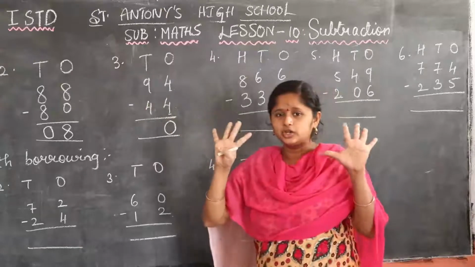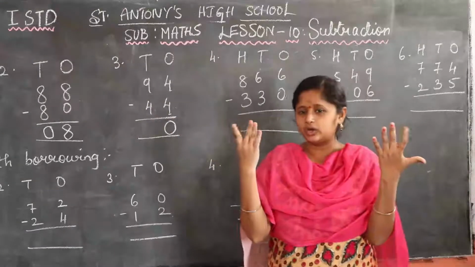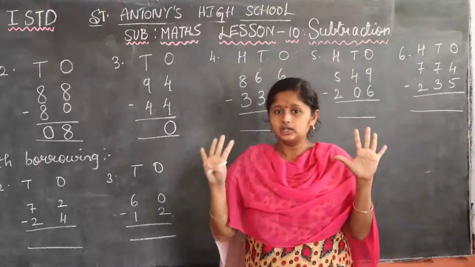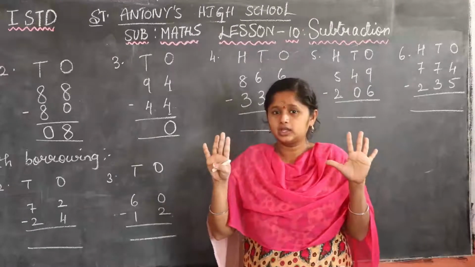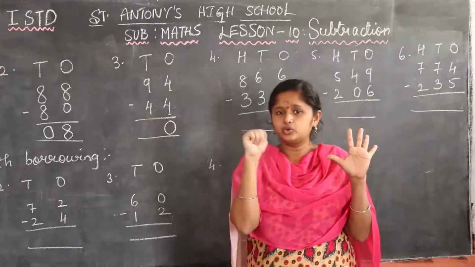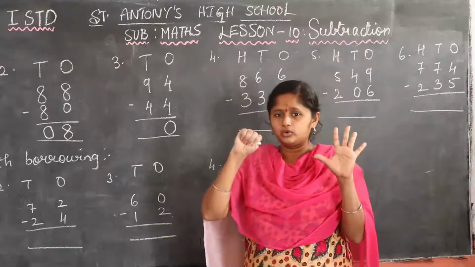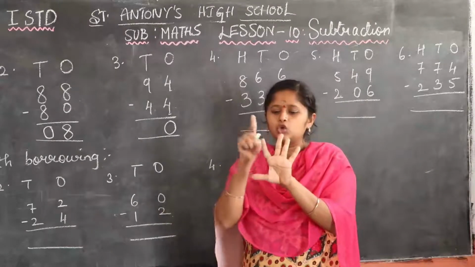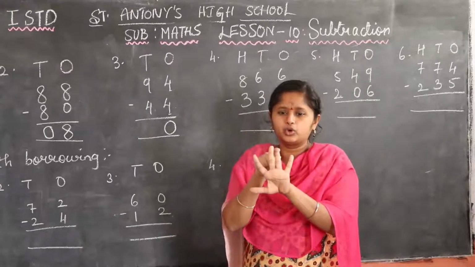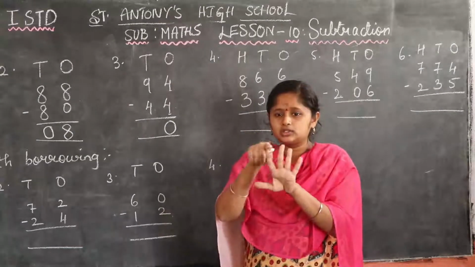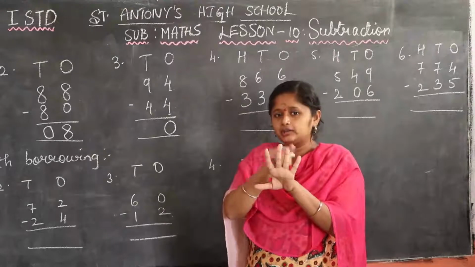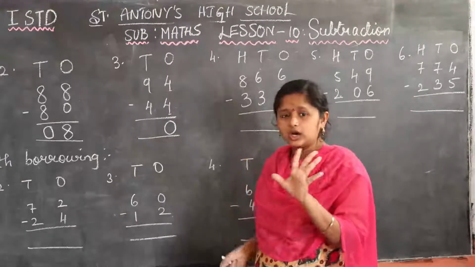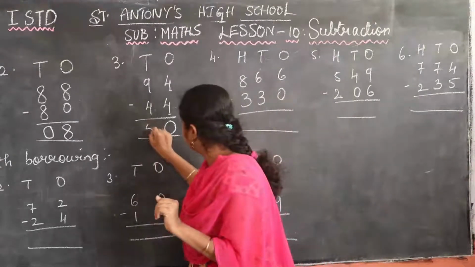So 9 ice creams you have. Out of that 9 ice creams, you gave 4 to your brother. Okay, 4 to your brother. So how much is left, children? Count. 1, 2, 3, 4, 5. So how much is left, children? 5 ice creams are left. So how much do you have to write here?